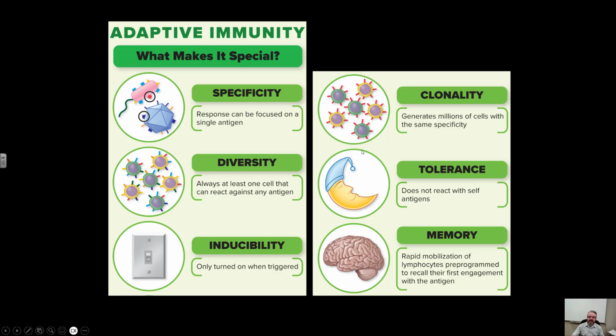Clonality is this idea that once we turn it on, we start to generate duplicate cells that all have the same specificity towards the relevant pathogen. So once we encounter a pathogen, we create clones or copies of cells that all respond to the same little antigen of that pathogen. Tolerance is this idea that we have to be able to differentiate between our own body cells and foreign entities, so that way we don't react to our own body. And memory, as I said, is this idea that once we engage a pathogen the first time, we remember it years and even decades later.